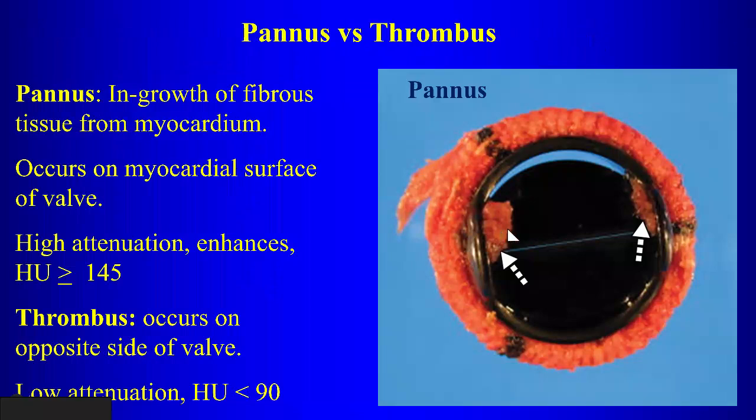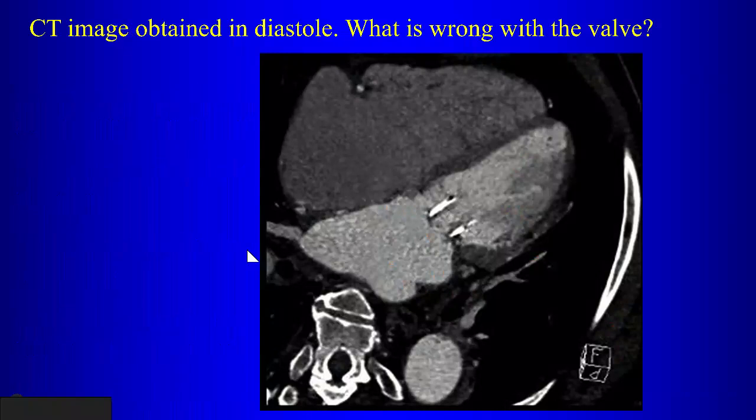So pannus tends to occur along the ventricular side of the valve. That's an ingrowth of fibrous tissue from the myocardial surface. It tends to have higher attenuation, especially with contrast. It tends to enhance. Thrombus occurs on the opposite side of the valve. Of course, it tends to have lower attenuation when you're looking at it with CT.